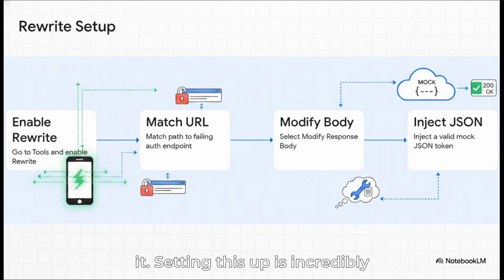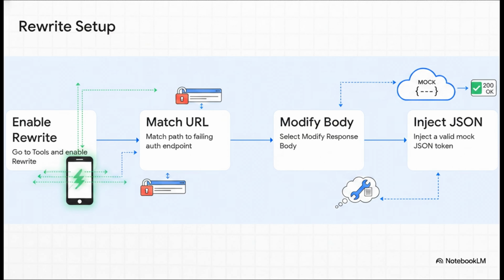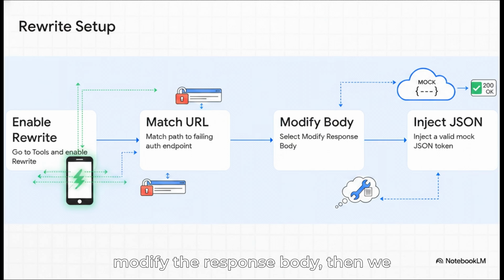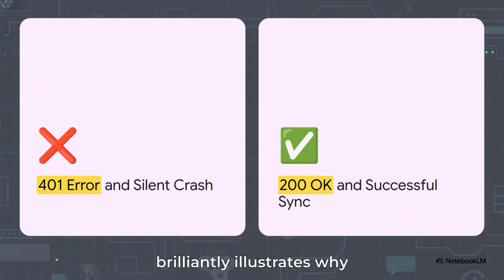Setting this up is incredibly satisfying. Trust me. We go to Tools, then Rewrite. We create a rule that strictly matches the URL path of our failing auth endpoint. We're basically telling Charles, hey, when you see a response from this URL, modify the response body. Then we just paste in a perfectly valid mock JSON token payload and literally force the status code to return a 200 OK. And this brilliantly illustrates why having a man-in-the-middle proxy is basically like having a superpower.